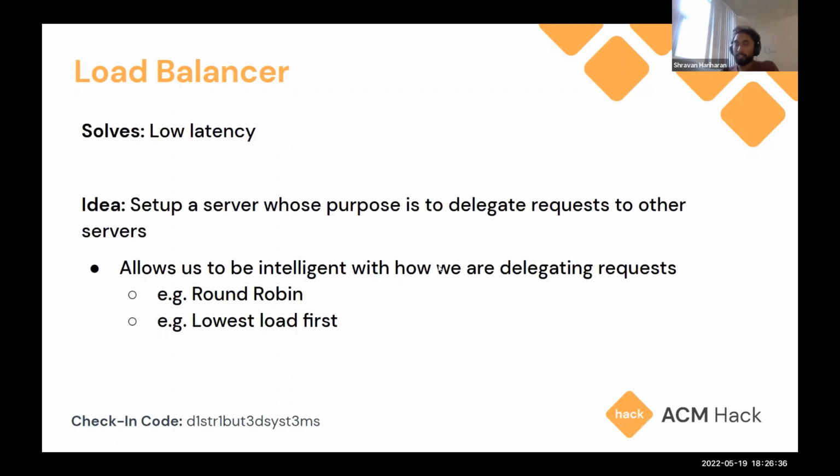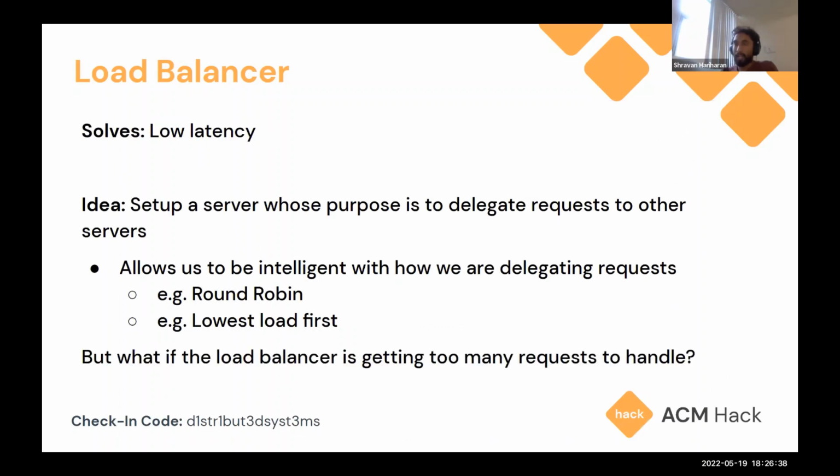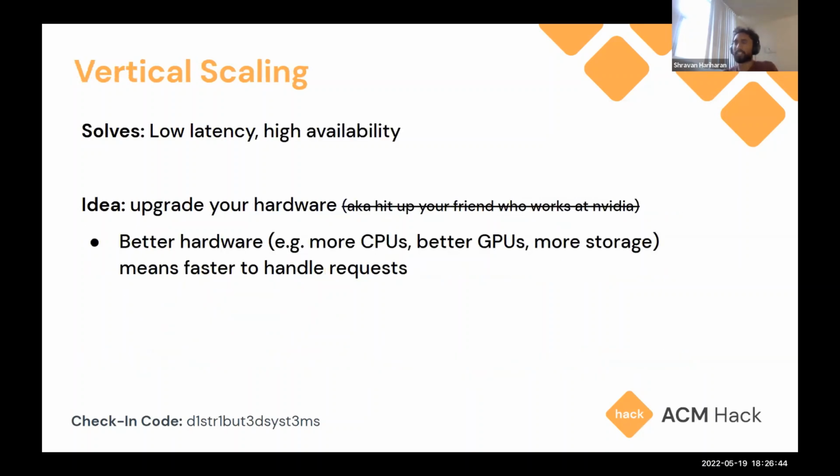But really, the solution to how we can have a server handle a ton of requests lends itself into vertical scaling. So vertical scaling also handles the low latency and high availability problem, with the core idea being: upgrade your hardware. With hardware meaning your CPUs, your GPUs, your storage, etc.